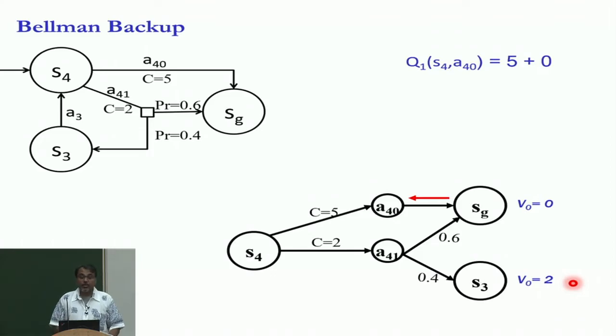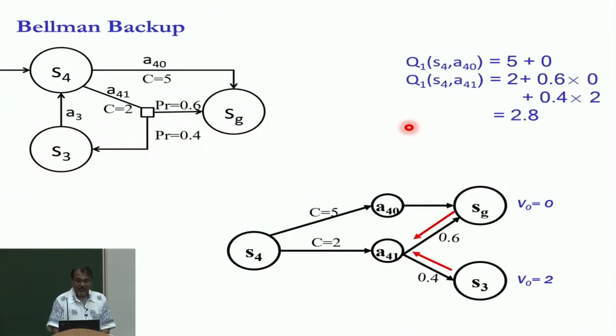This would be using the current approximation of V0 and back sending the value. So, the goal sends its value 0. The action A40 looks to be about 5 plus 0 right now: immediate cost 5, long term cost 0. I could alternatively take action A41, that would be 2 plus 0.6 times 0 plus 0.4 times 2. Now, notice that S3 may not have value 2, but that is my current approximation.